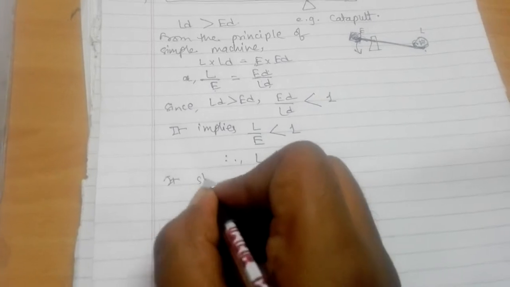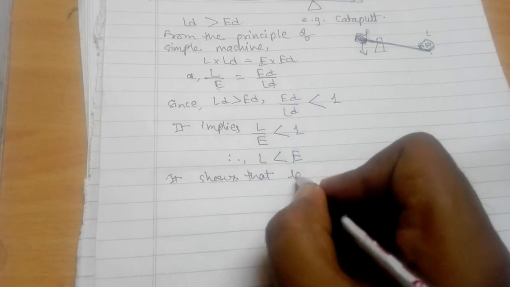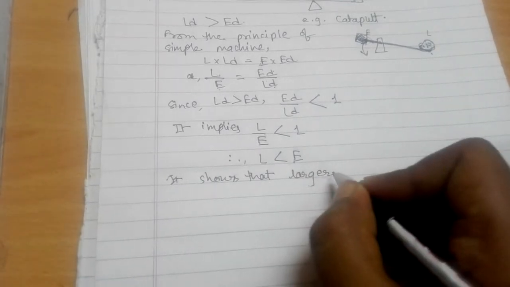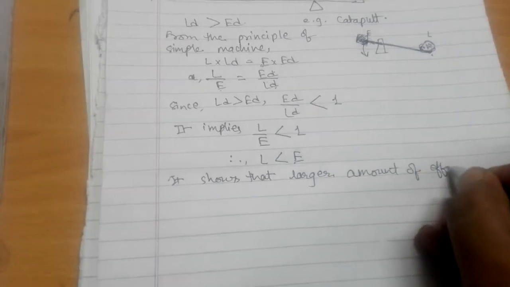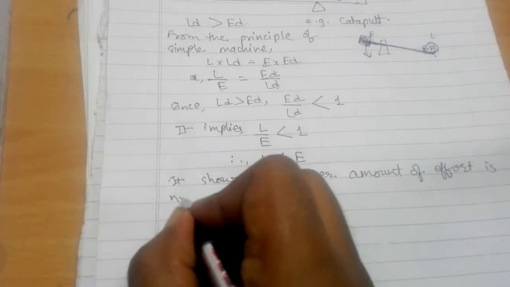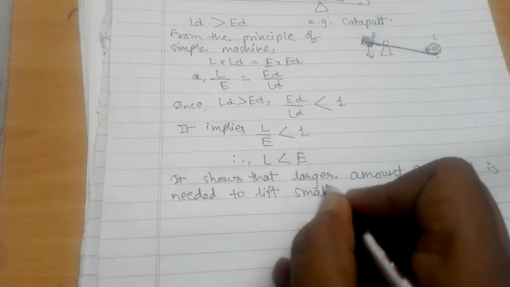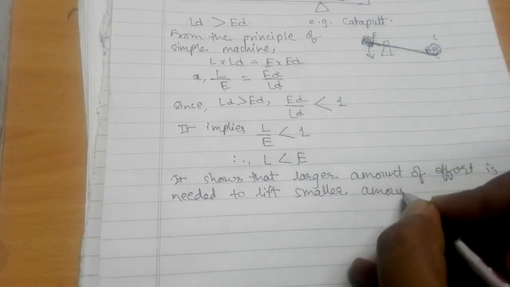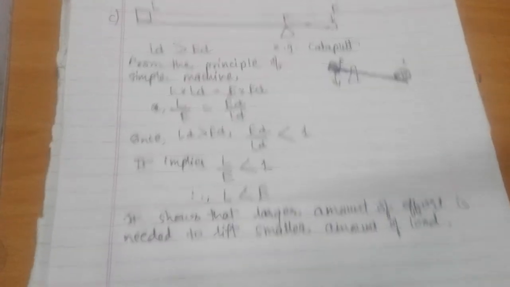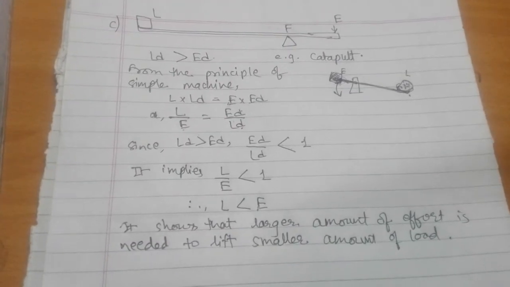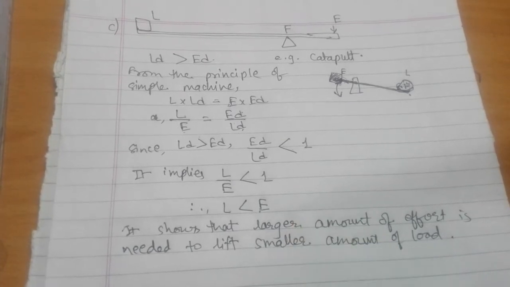It shows that a larger amount of effort is needed to lift smaller amount of load. For example, if you need to lift a load of 100 Newton, you might need to apply force of 300 Newton. It does not provide us any mechanical advantages.